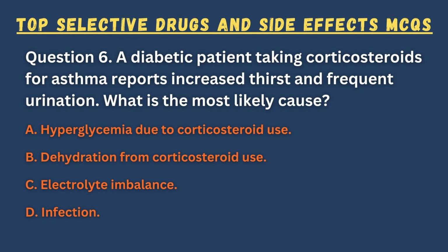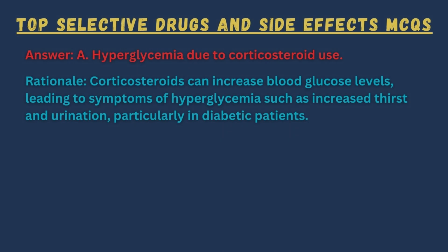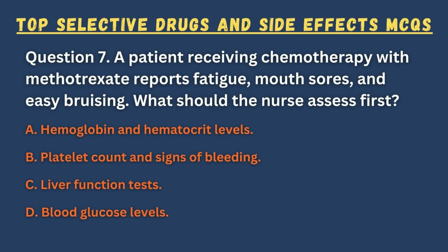A. Hyperglycemia due to corticosteroid use. B. Dehydration from corticosteroid use. C. Electrolyte imbalance. D. Infection. Answer: A. Hyperglycemia due to corticosteroid use. Rationale: corticosteroids can increase blood glucose levels, leading to symptoms of hyperglycemia, such as increased thirst and urination, particularly in diabetic patients.